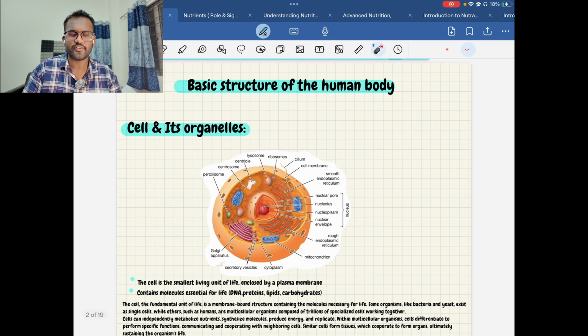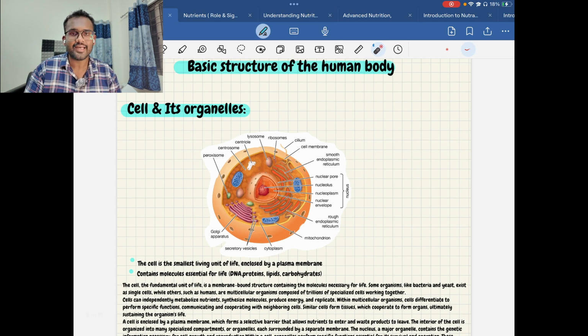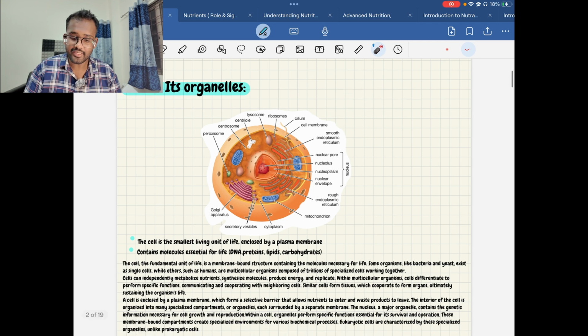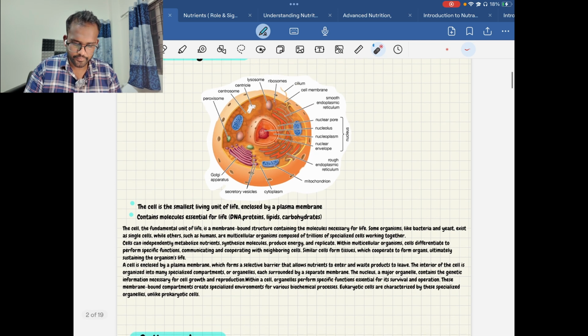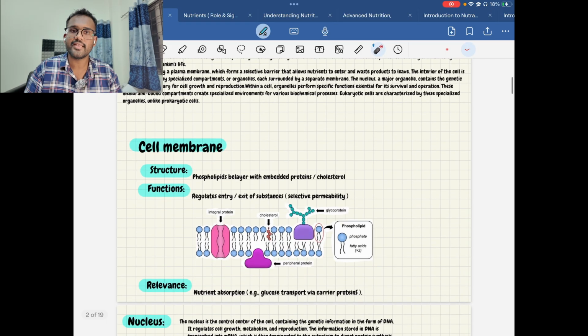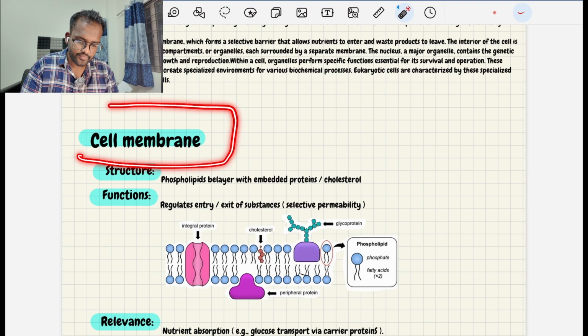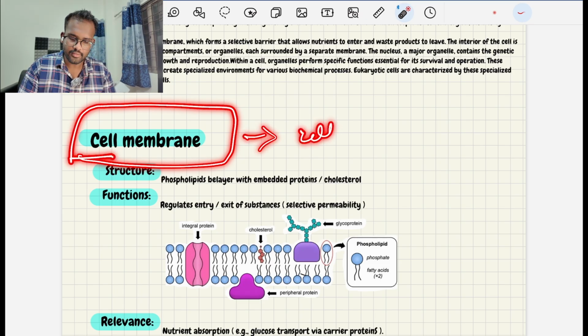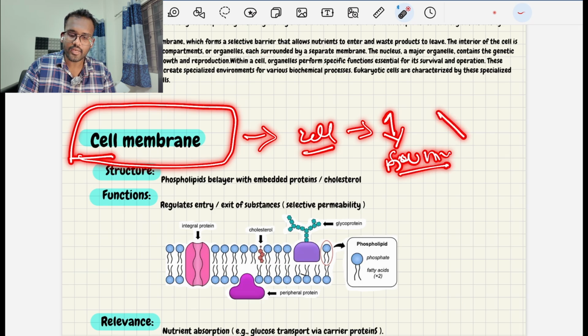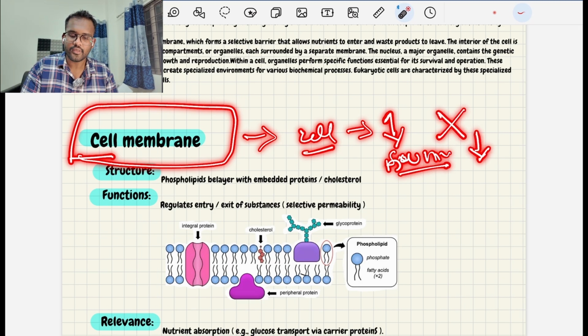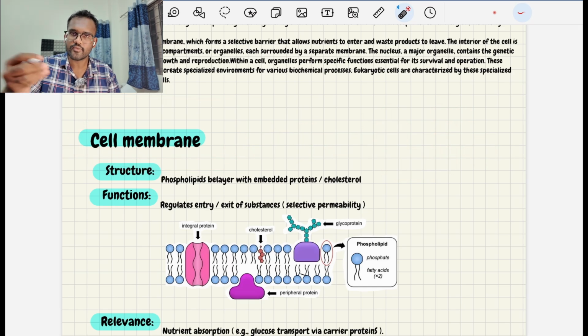Very basic: the cell is the functional and basic unit of life. In the cell we have multiple organelles. These organelles are the functional units of the cell, so we'll go in detail regarding these cell organelles. First we'll be discussing the cell membrane. The cell membrane is the outermost layer of the cell. It permits some substances or nutrients to pass and inhibits others from entering. This is the work of the cell membrane.